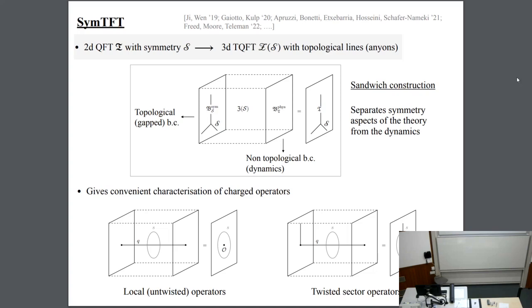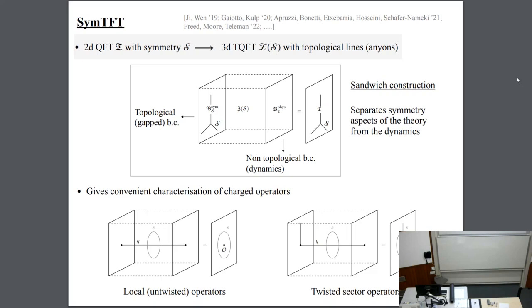And this left boundary is topological or gapped, and encodes all the symmetry properties of the theory. In particular, it has the property that the lines that live on this boundary reconstruct the fusion category S, which is the symmetry of my theory. So this encodes all the symmetry. And then the right boundary is in general non-topological, and it encodes all the dynamical information of the theory.